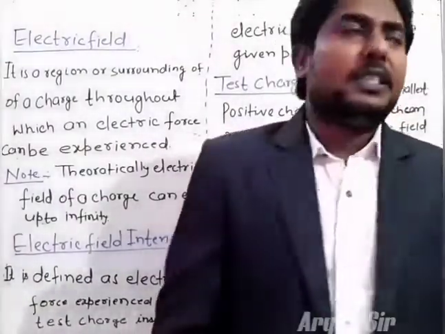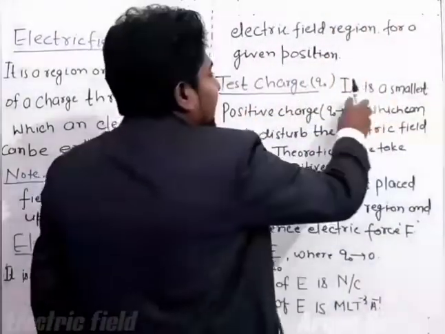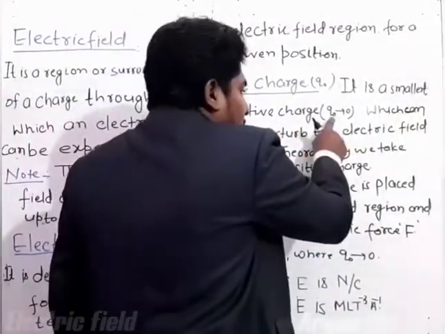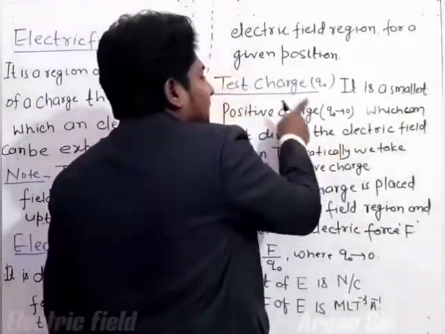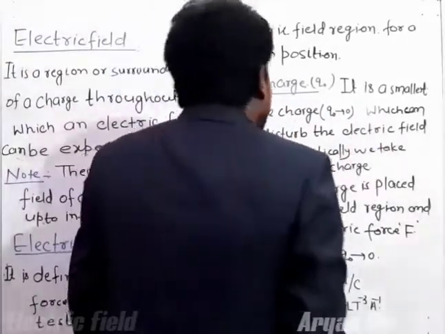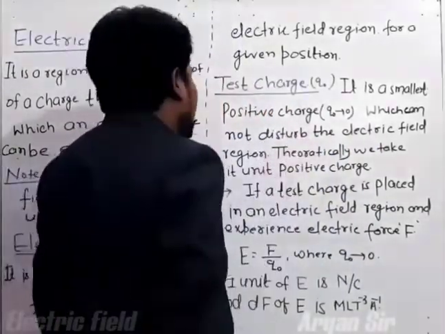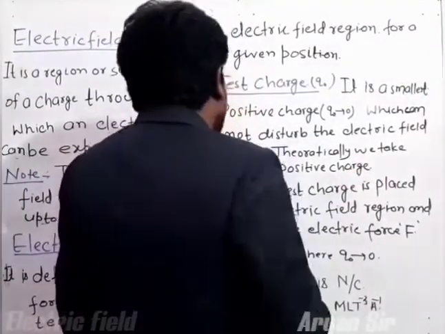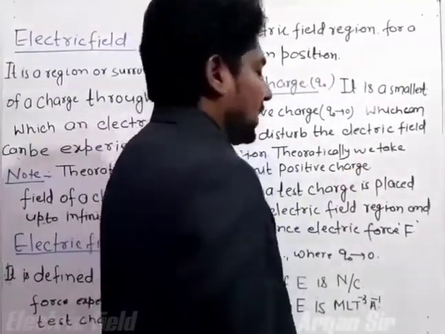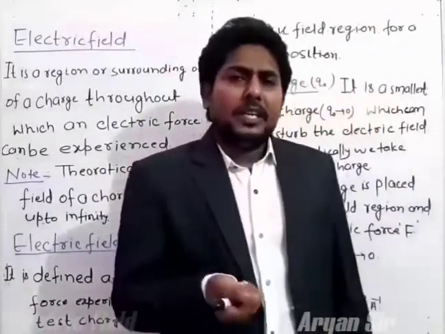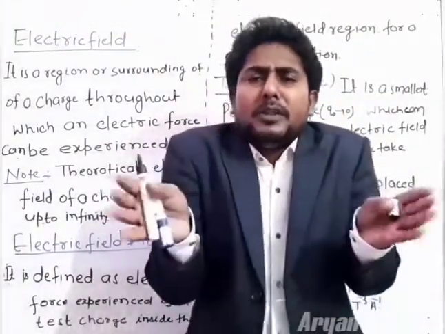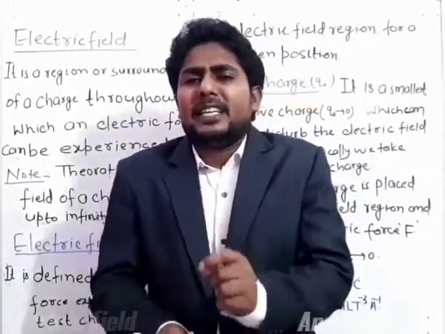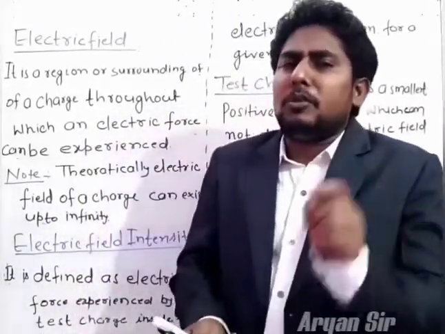So let us define test charge. It is the smallest positive charge, q0 tends to 0. The test charge is denoted by q0, which cannot disturb the electric field region. Theoretically, we take it as a unit positive charge. One thing is very important: we do not always take a unit positive charge. Only to derive the formula, we take the test charge as a unit positive charge.